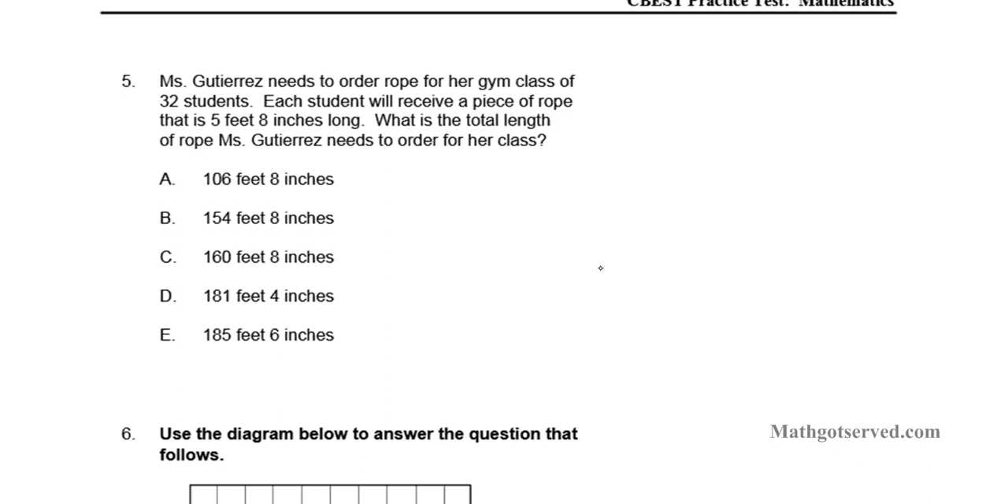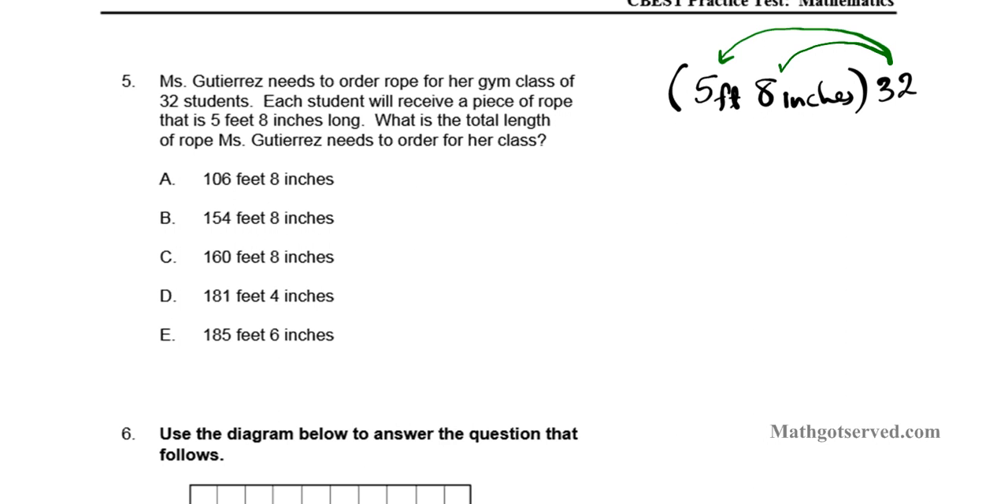Okay? So we have 5 feet 8 inches multiplied by 32. Now this is one mistake most people will make. Most people just multiply 5 by 32 and get 160, and they'll say it's 160 feet and 8 inches. You see the problem with that? It's not just the feet that's being multiplied by 32. You're ignoring the inches. So when you're multiplying, you have to make sure that this 32 is distributed to both measures, the 5 feet and the 8 inches.